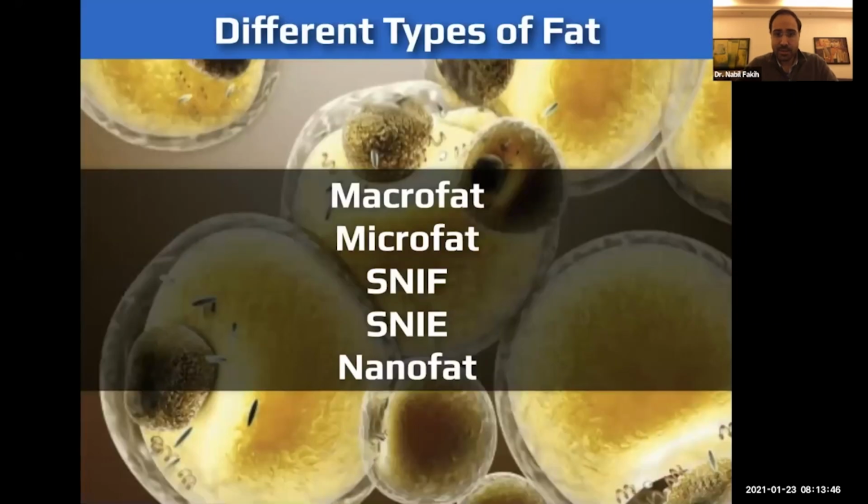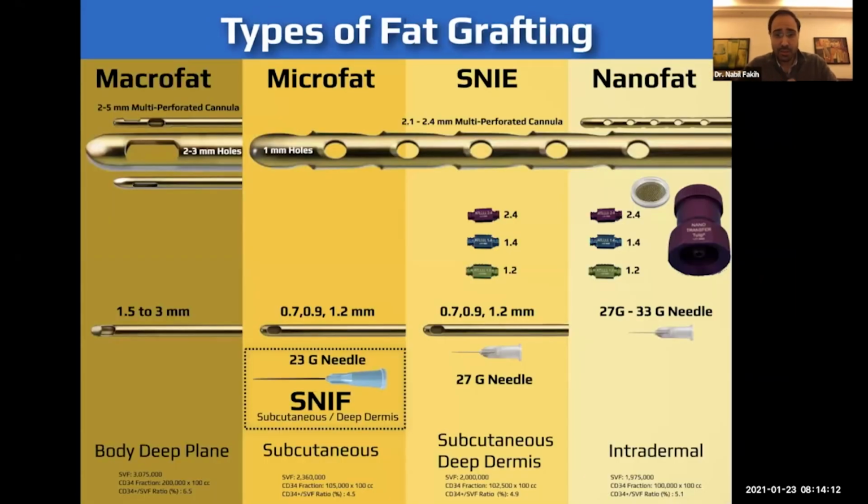Let's proceed. We have different types of fat: macrofat, microfat, SNIF and SNIE, which could also be called millifat or little fat, or smaller fat, if you want to say it like this. And then we have nanofat. I like to use this terminology because each of these has a specific indication in my expertise in the face. I decided to build this picture, which I started, then my friend Angel Picorelli advanced it, and then I advanced it again. This summarizes everything.